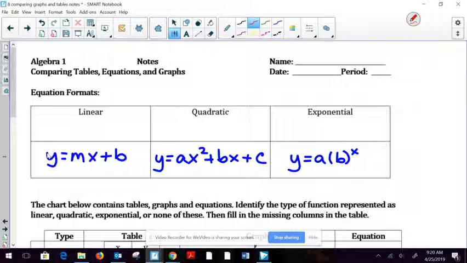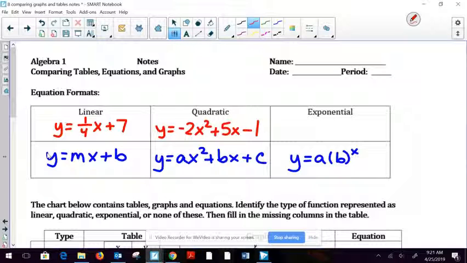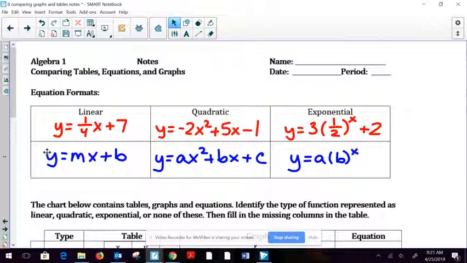It's always easier to think of it in how we actually see it. So for linear, you might see something like y is equal to 1 over 4x plus 7. For quadratic, a good example would be y is equal to negative 2x squared plus 5x minus 1. And for exponential, you may see something like y is equal to 3 times 1/2 raised to the x power plus 2. So it's really good to be able to know and see the differences between them.